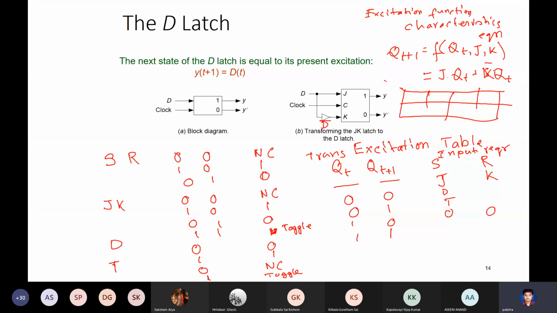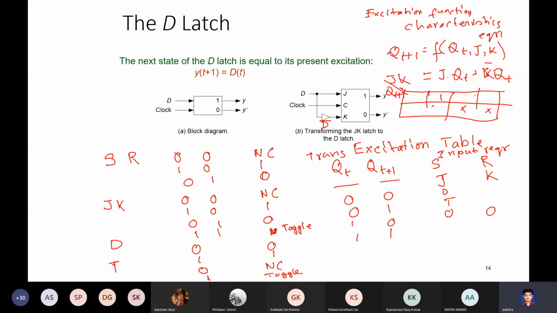Okay, so you have JK values and Qt plus 1 values. You have some ones, and sometimes you may have don't cares also. So this is just an expression for this. Okay, so for this fourth type of latch, or I should, since I have a clock already, I should call it a flip-flop. We can draw this.